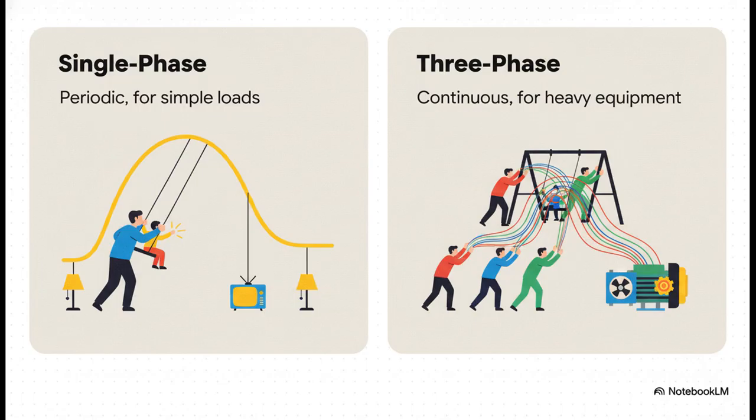Think of single-phase power as just one person pushing a kid on a swing. You get a good push, right? But there's that tiny pause at the top of the arc. It works just fine for smaller tasks. Now, three-phase power, that's like having three friends pushing that same swing perfectly in sync. The power delivery is constant, it's smooth, and it's way stronger. And that is absolutely critical for big motors and things like HVAC systems or elevators. It keeps them running efficiently without a lot of vibration.